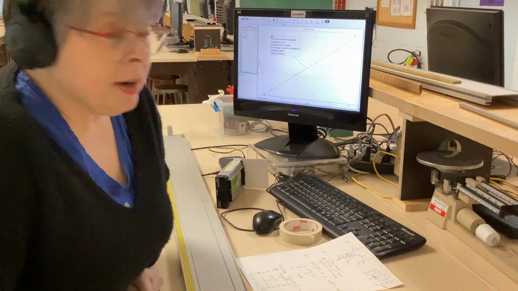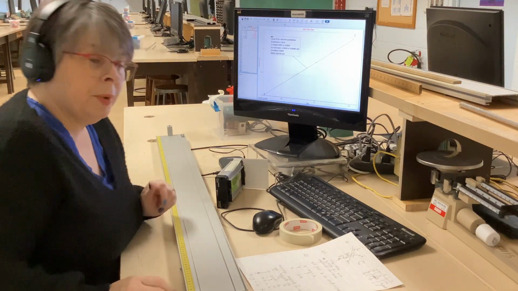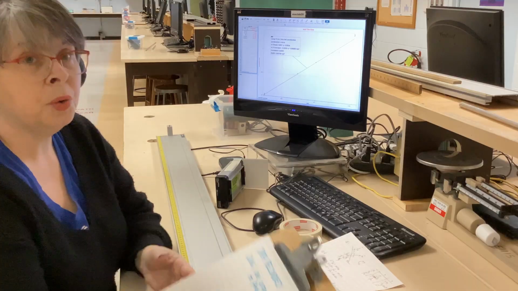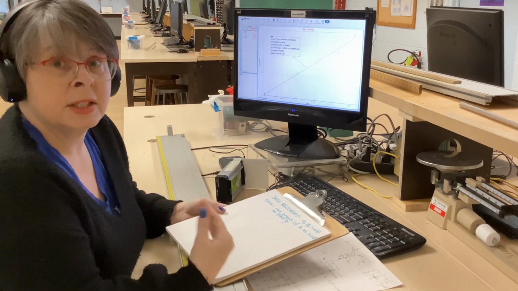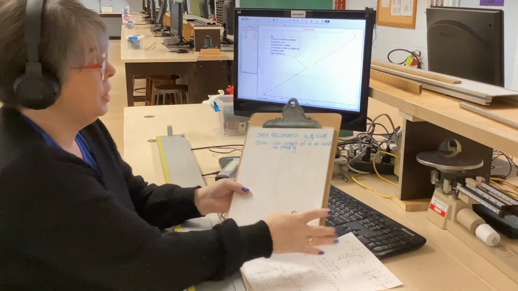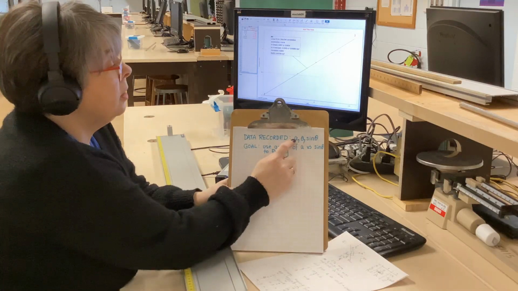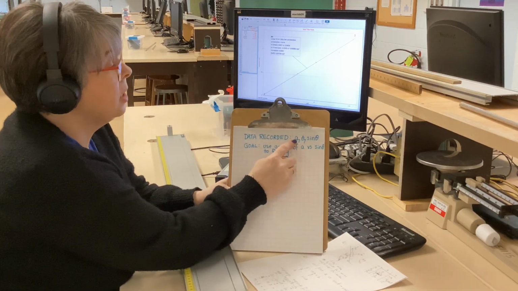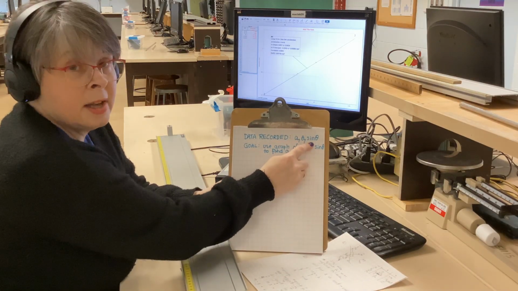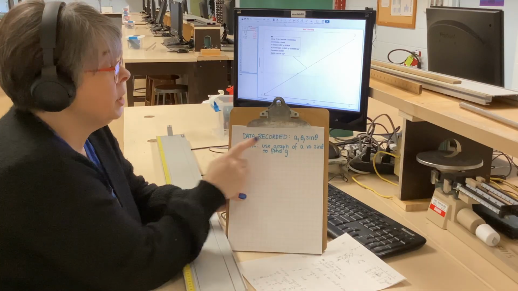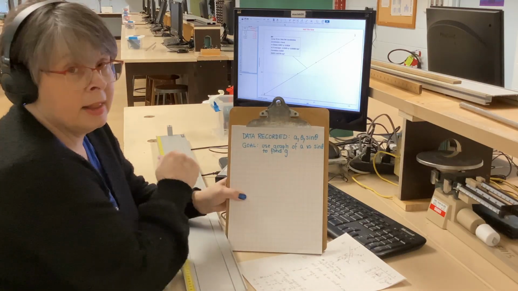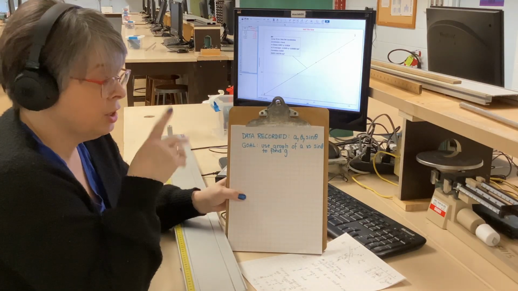Now for the next part of the lab, questions 1, 2, and 3 will guide us through using our data to achieve our goal of finding g. In our table, we've recorded acceleration, angle, and sine of the angle. Our goal is to use a graph of a versus sine theta and analyze it to find g.